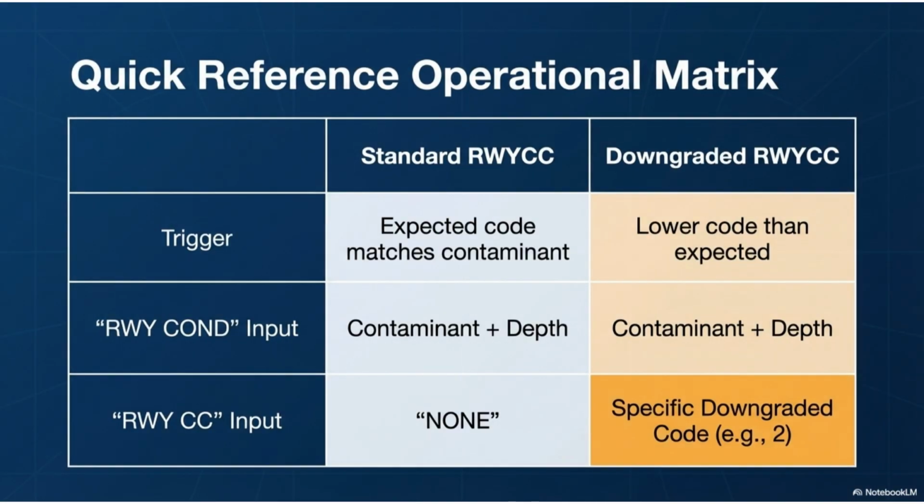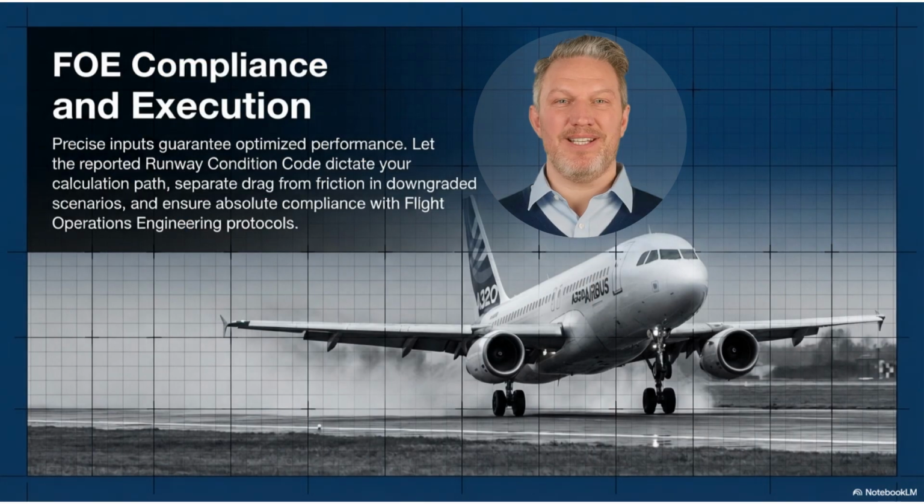Remember, for standard, it's contaminant plus none. For downgraded, it's contaminant plus the specific reported code. This is your go-to guide for maintaining operational compliance in the cockpit. Precise inputs guarantee optimized performance. By letting the reported runway condition code dictate your path and separating drag from friction, you ensure absolute compliance with flight operations engineering protocols. Fly safe and fly smart.